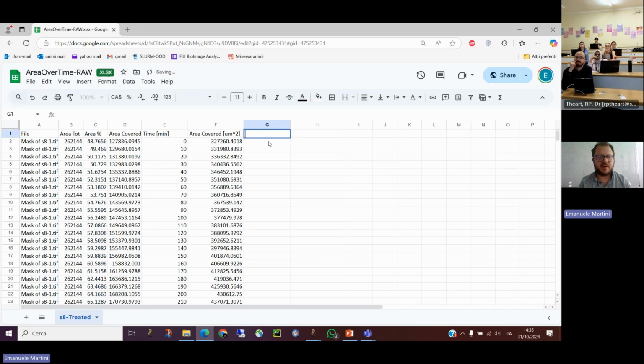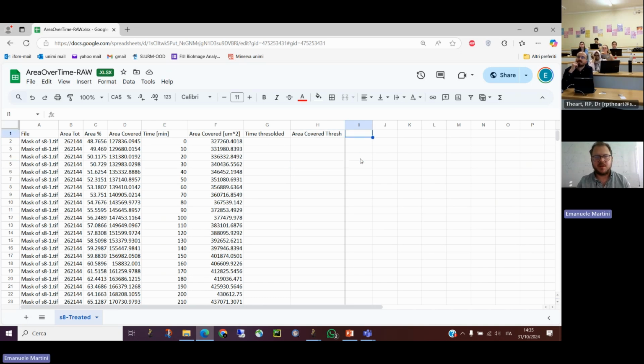So first of all, we have to create two columns that will be like time thresholded time points. So the one we want to keep, area covered thresholded. So thresholded in this moment will just mean up to when we reach the 80%.